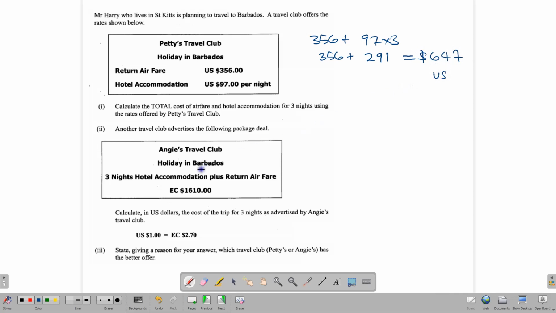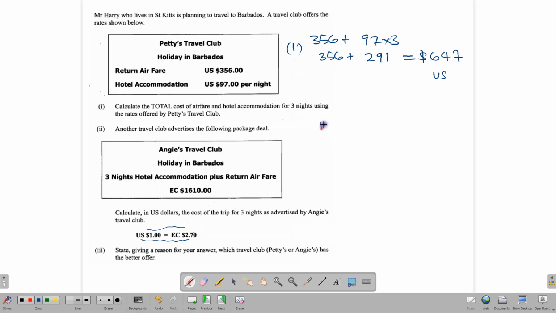The second travel option is not in US dollars, it is in EC dollars. So this travel club is offering a holiday of the same 3 nights, and the cost is $1,610 in EC. So here we have to divide. We have a rate here. Notice we have a conversion rate from US to EC. So if we want to convert this EC to US, we will have to divide by $2.70.